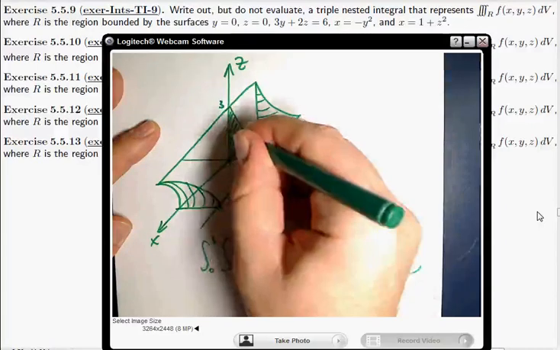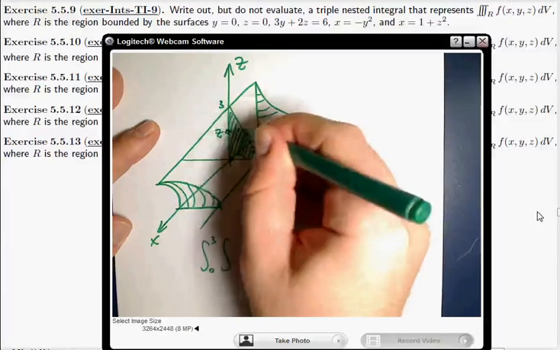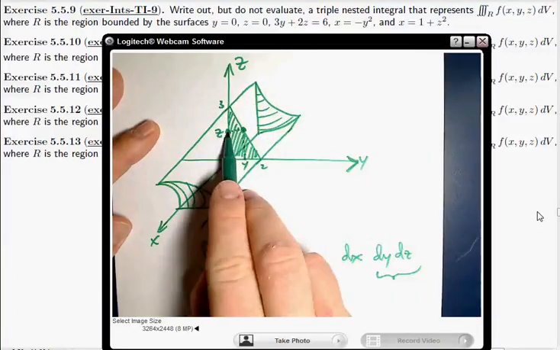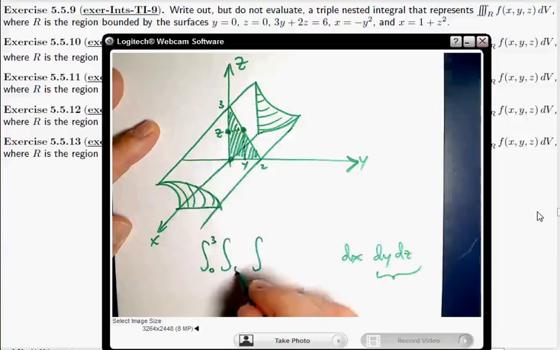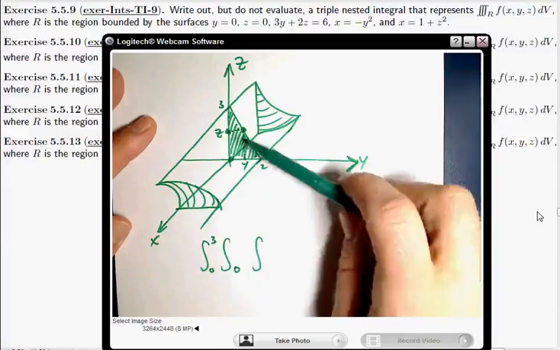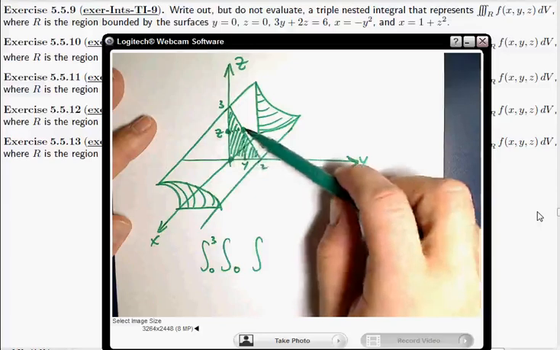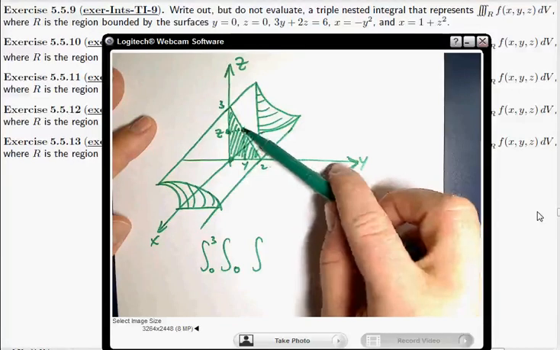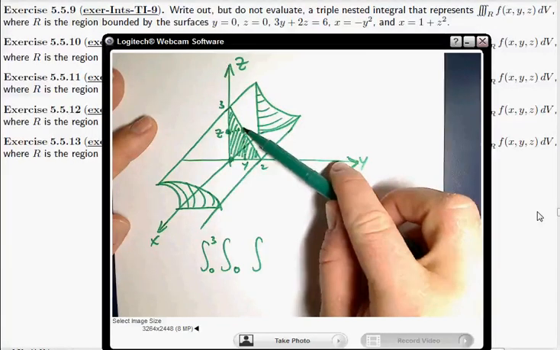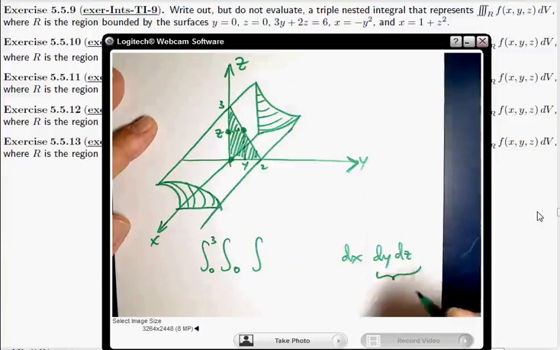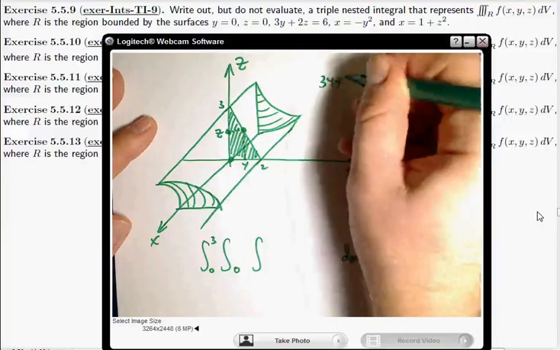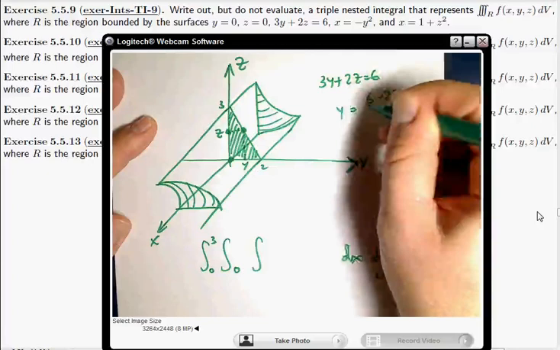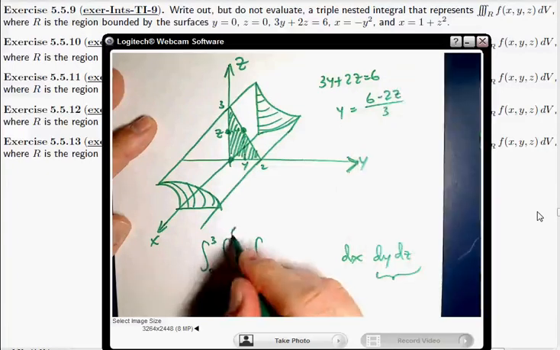And for any given value of Z, I've got to figure out what's the corresponding value of Y. Well, clearly Y starts at 0 and goes to something. So Y and Z relate by way of an equation, the equation of this line, 3Y plus 2Z equals 6. Just solve for Y. In 3Y plus 2Z equals 6, Y is then 6 minus 2Z over 3. So that's what goes here.